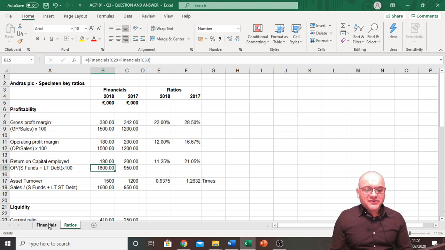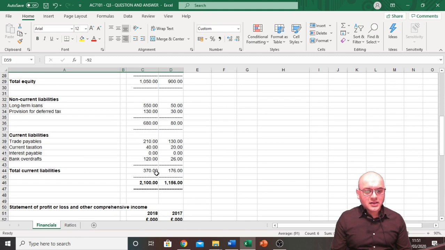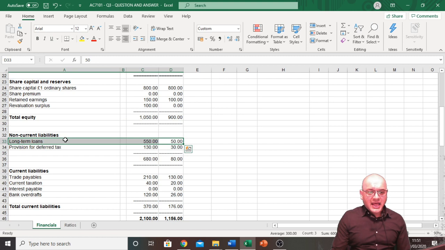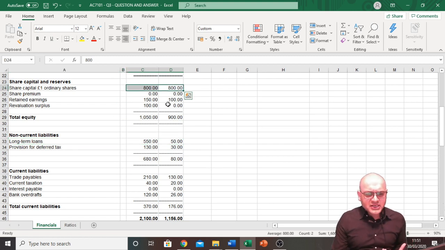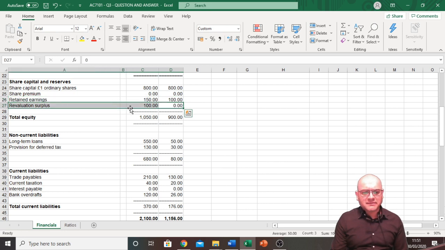The main reasons for the increase in the denominator are, number one, the long-term loans have increased. They are borrowing more funds to fund their business. But from the equity point of view, there is no increase apart from the profit they made last year in 2018 of 50 and the revaluation surplus.